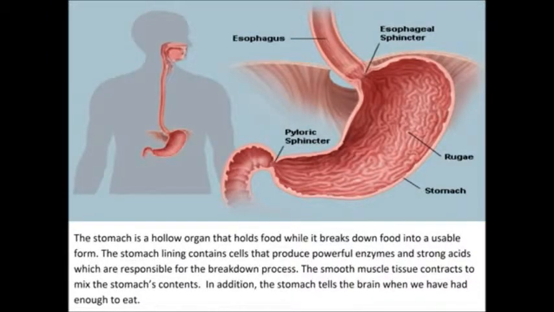The stomach is a hollow organ that holds food while it breaks down food into a usable form. The stomach lining contains cells that produce powerful enzymes and strong acids which are responsible for the breakdown process. The smooth muscle tissues contract to mix the stomach's contents. In addition, the stomach tells the brain when we have had enough to eat.